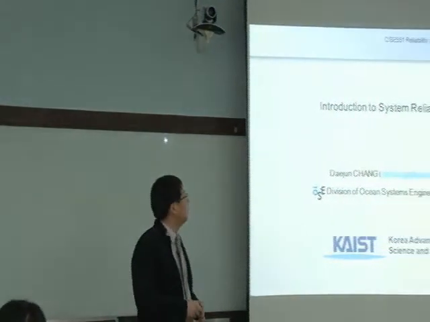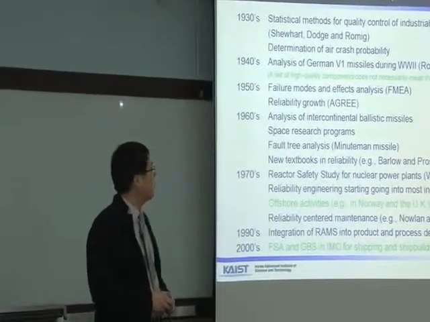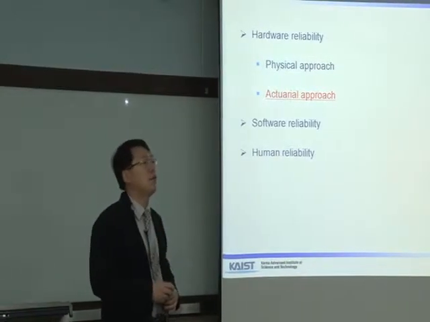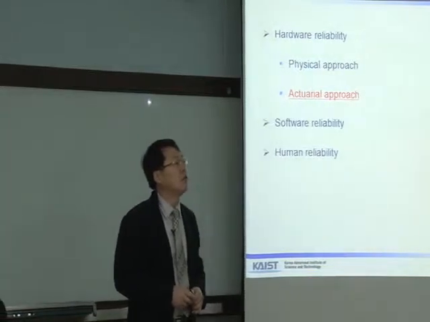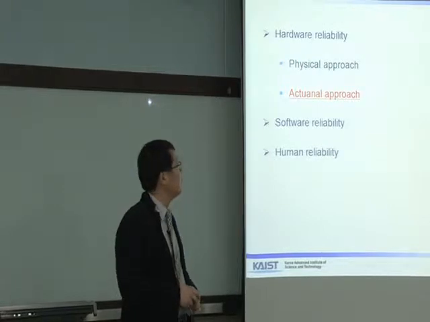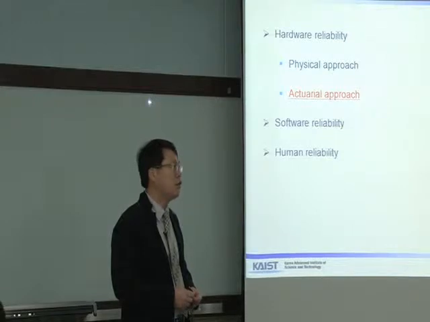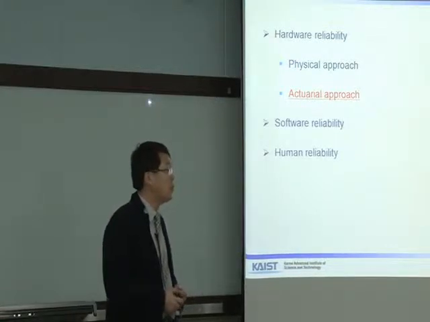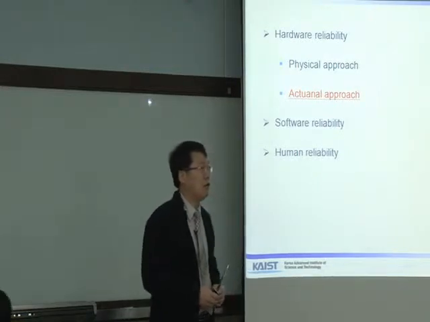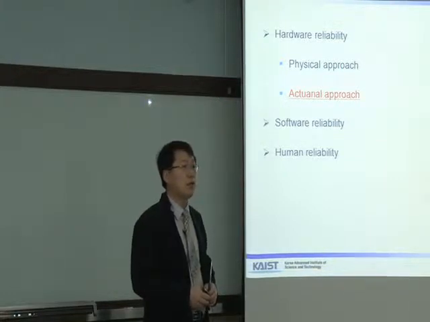Okay, let's get started. We reviewed the history of reliability engineering, and there are three different approaches to reliability. First one is hardware reliability. Second one is software reliability. And third, the last one is human reliability. In this course, we'll cover only part of hardware reliability. We call it actuarial, not actual, actuarial approach.